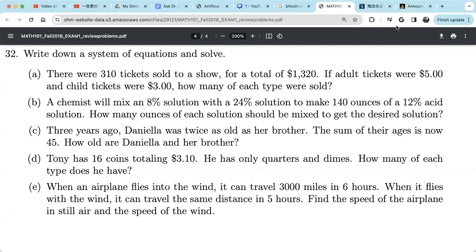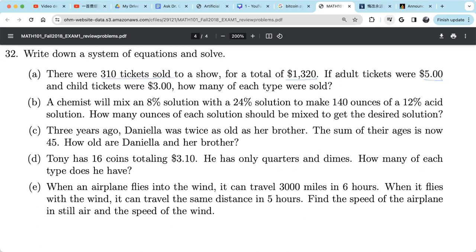So last question, 32. We want to form systems of equations for work problems, for life applications. Let's see the first one, A. There are 310 tickets sold to a show, and the total made is $1,320.